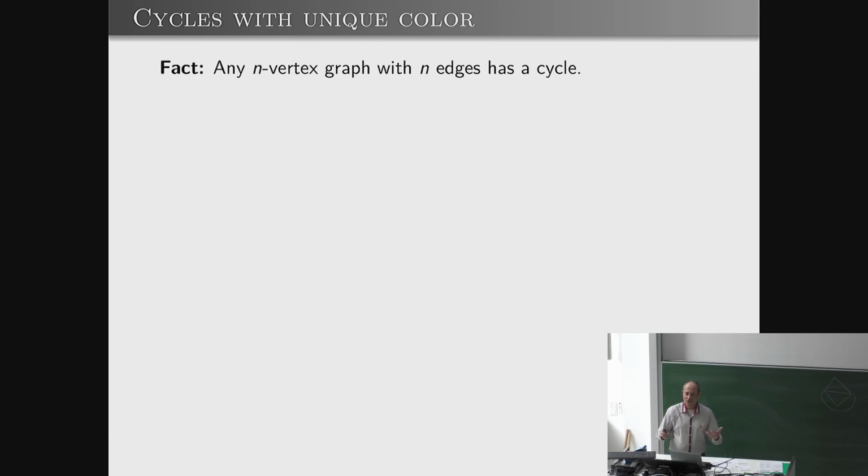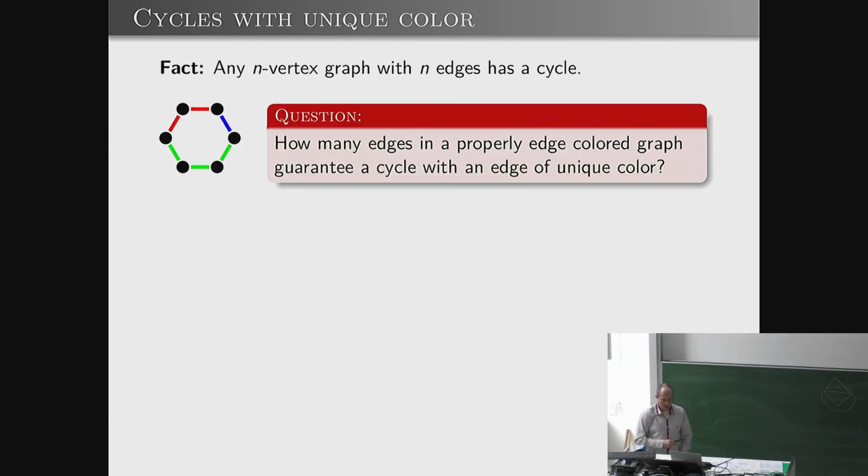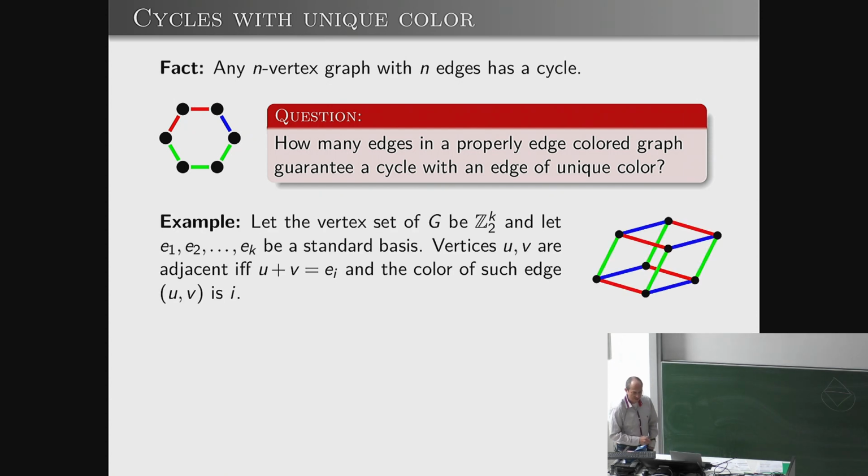So how many edges do I need? I want a statement that if a graph has many edges, properly colored, then it contains a cycle with a unique color. Now observe that this question is already quite interesting, because the answer stops being linear. So this was my question, and the answer stops being linear, and here is an example.